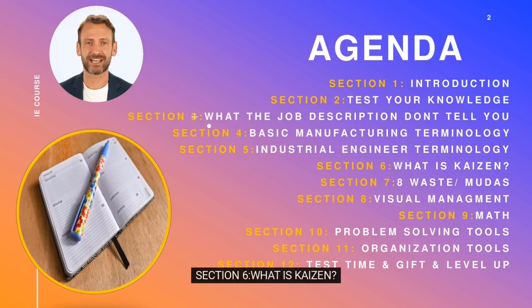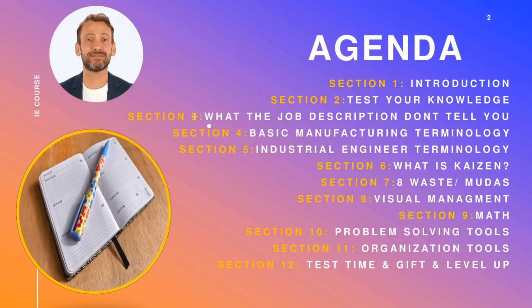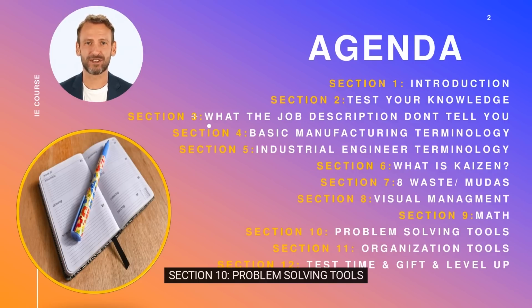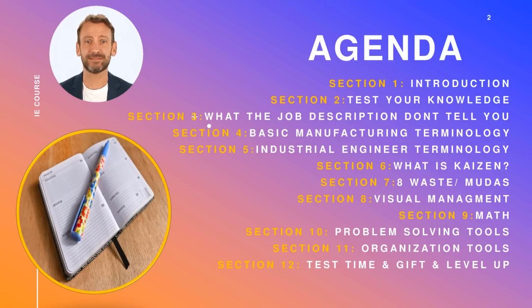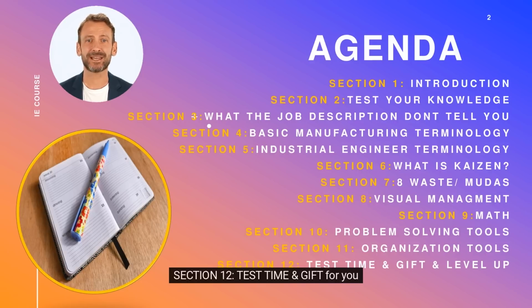Section 6, What is Kaizen? Section 7, Waste. Section 8, Visual management. Section 9, Math. Section 10, Problem-solving tools. Section 11, Organization tools. Section 12, Test time and gift for you. Let's jump to the introduction section.